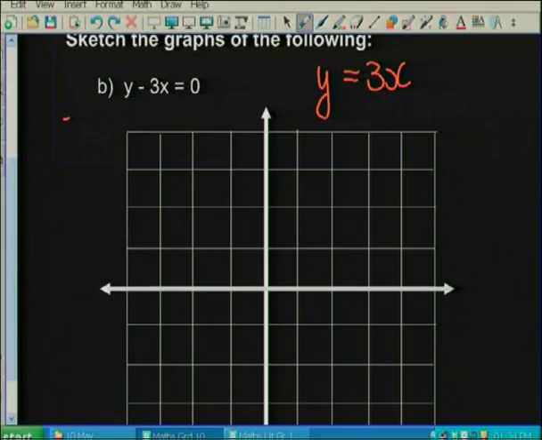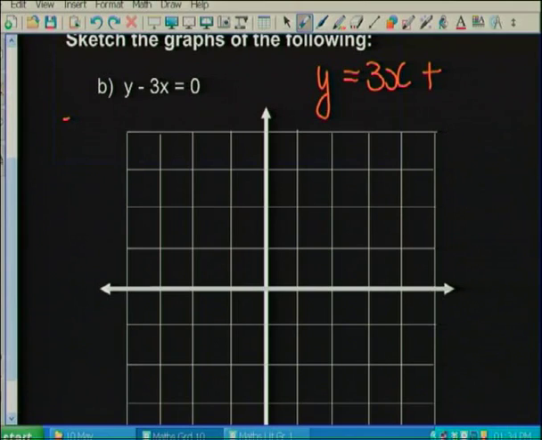Now, this graph has a y-intercept at the origin. Why do I say that? Because there is no c value over here. Or I could see it as y is equal to 3x plus 0. So this one I will have to do a little bit differently. The x-intercept and the y-intercept of this graph is 0.